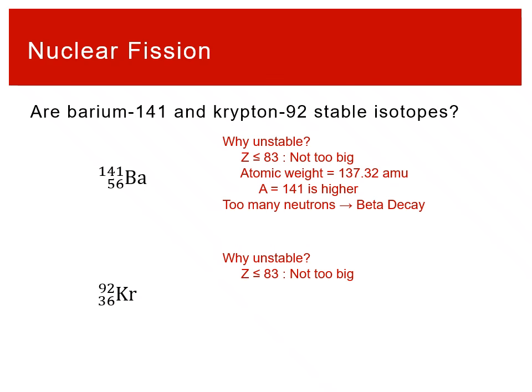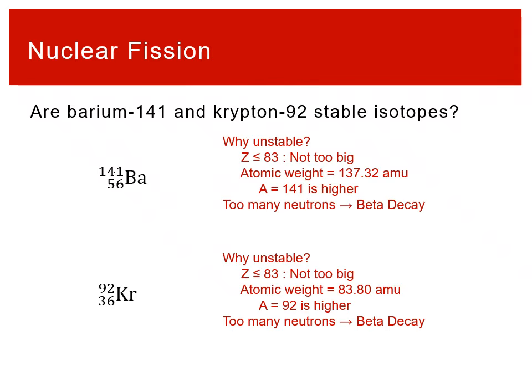Similarly, krypton-92, it's not too big. It's small, 36 is well under our threshold. The atomic weight of krypton is 83.8. 92 is a little bit above that. And so there are too many neutrons in this. So this is going to undergo beta decay.